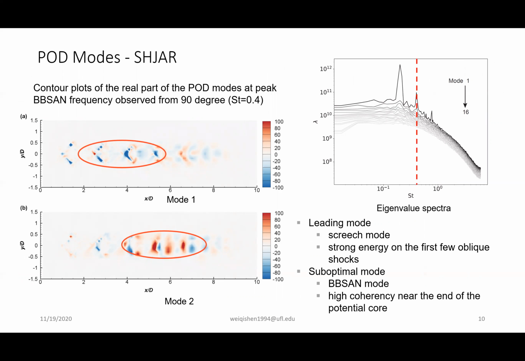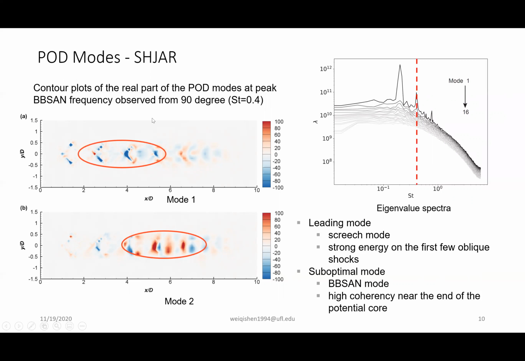The region which is expected to contain the BBSAN source is used for the decomposition. The contour plot of the real part of the POD modes at the peak BBSAN frequency observed from 90 degrees is presented here. The frequency is Strouhal number equal to 0.4. The eigenvalue spectrum on the right-hand side shows that the leading POD mode represents the screech mode.